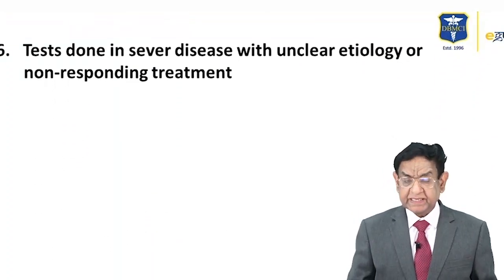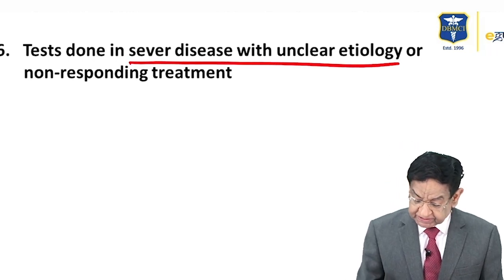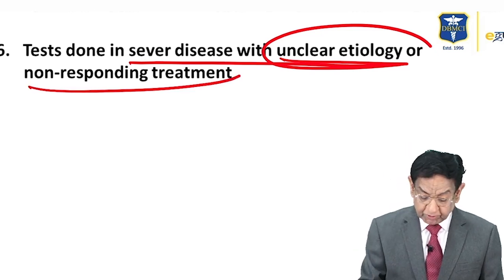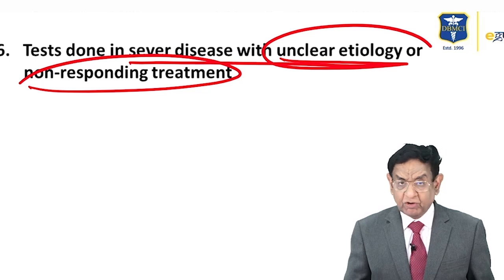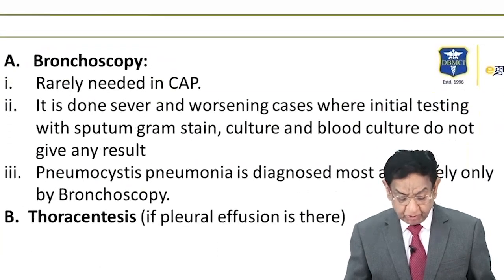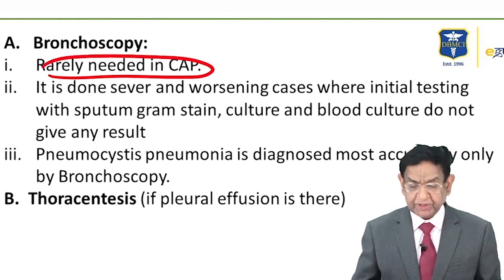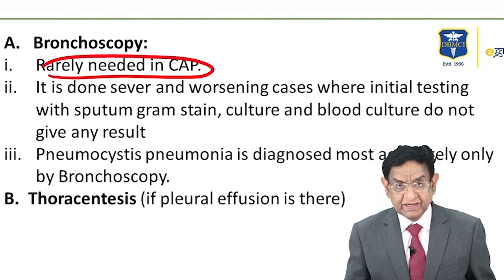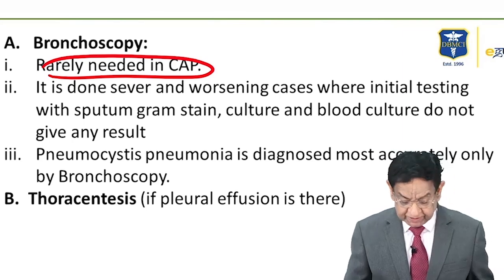Now there are certain cases where we have to do some additional tests, especially in severe disease with unclear etiology, or non-responding to treatment. We are giving treatment but the patient is not responding, or we are not sure about the etiology, then we like to do some extra tests. Bronchoscopy. Although we rarely need it in community acquired pneumonia. We don't do it. In fact, it's not needed. But again, as I told you, in special situations we like to do it.